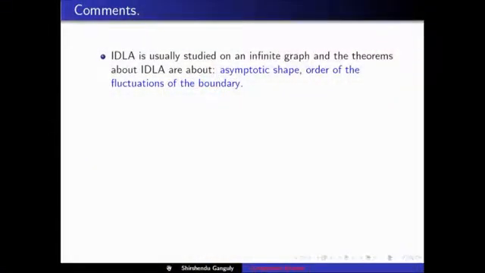Okay, so some comments about these processes. Like I said, the ideal at time t is exactly of size t. So if your graph is finite and of size n, then the ideal is not interesting anymore after time n. So it's usually studied on infinite graphs, and the questions that people ask are about what the asymptotic cluster shape is.